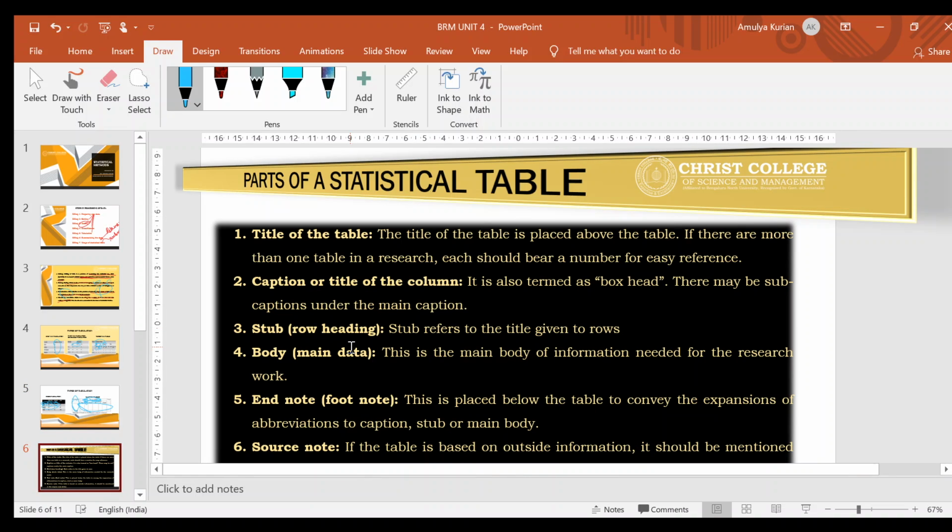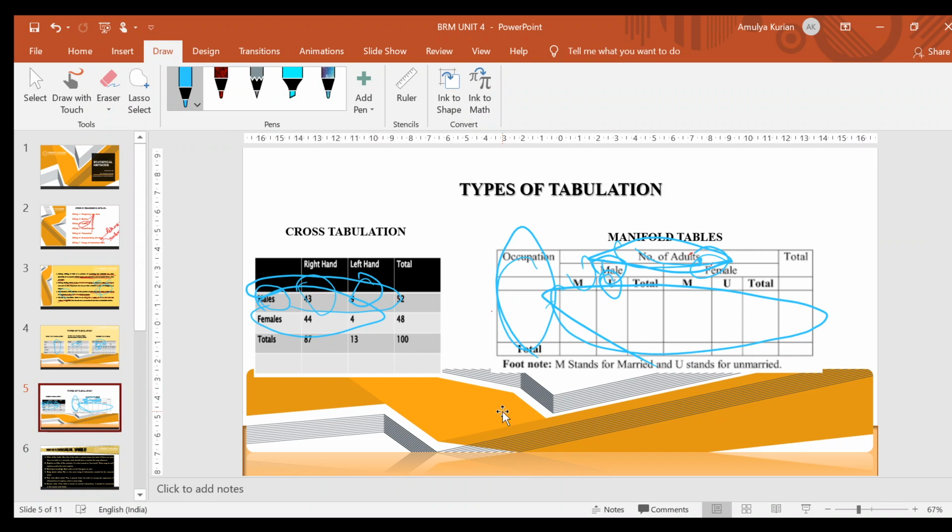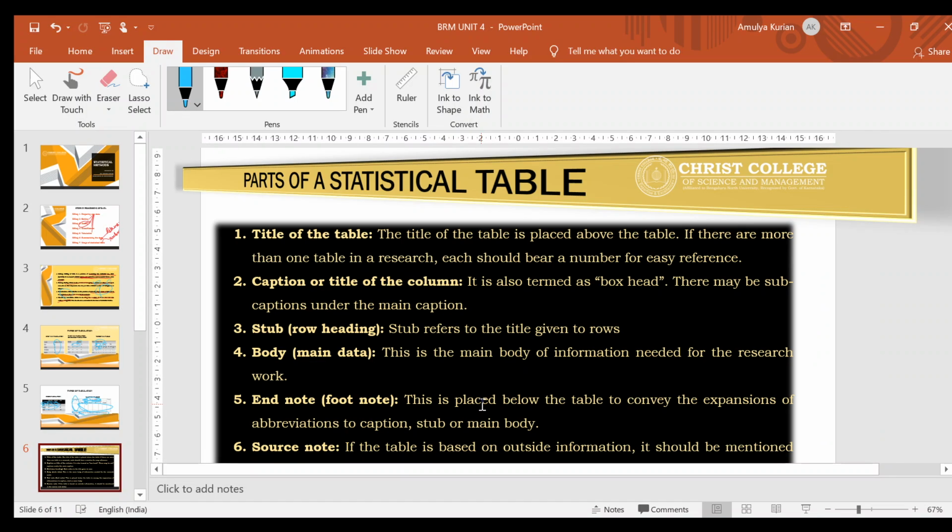And the next one is end note or footnote. If you are using any code for your characteristics or variables, you will be explaining it to the person who is using this data for their study. For example, here M stands for married and U stands for unmarried. That is called endnote or footnote. And the last one, if you're taking any table from secondary data, you have to mention the source note. That is mentioning from which place you have got that table.